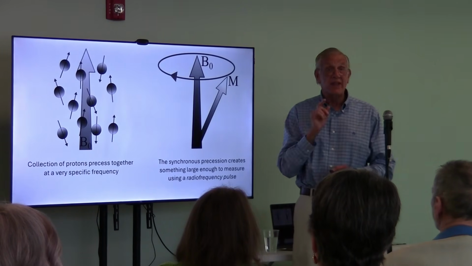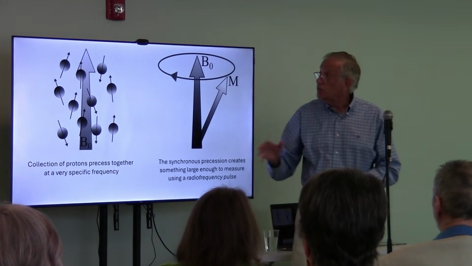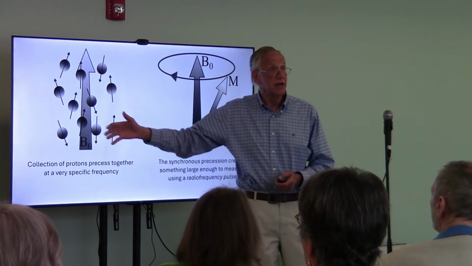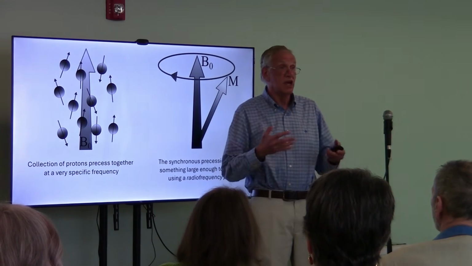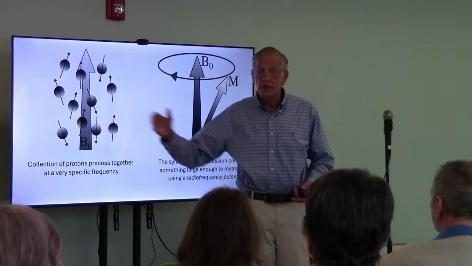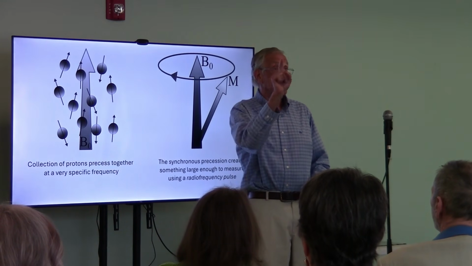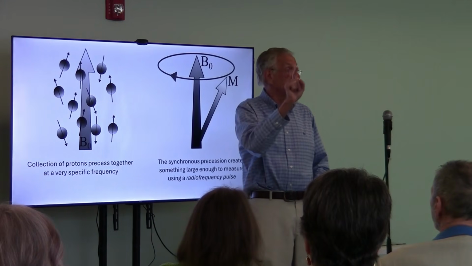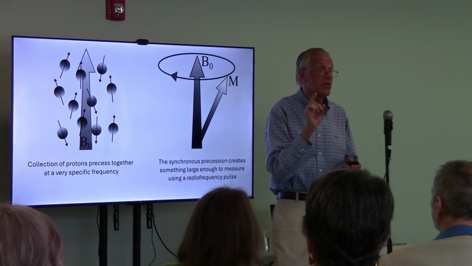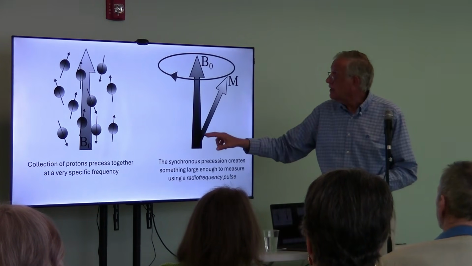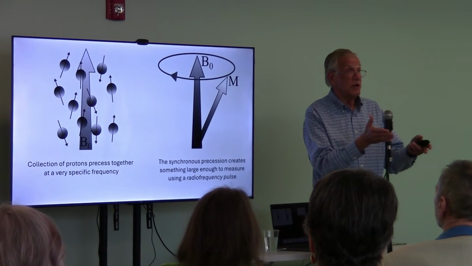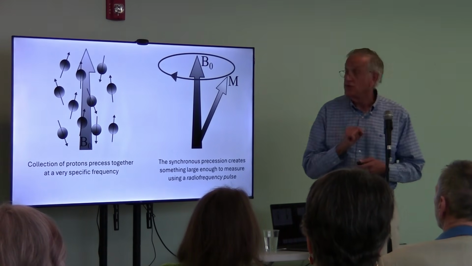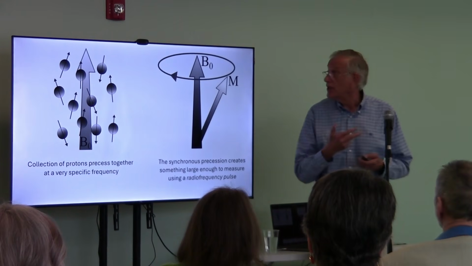So what that does for you is a collection of protons. Your wrist, your head, your leg, whatever, is a collection of protons. You put them in a strong magnetic field, and enough of them will start precessing synchronously with the same frequency, so that you get a magnetization, which is something you can measure. With me so far? And we'll get to the better question in a moment.